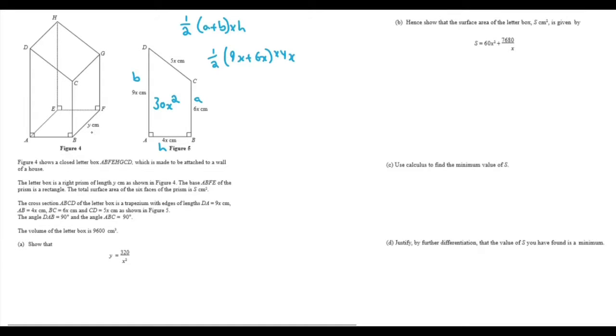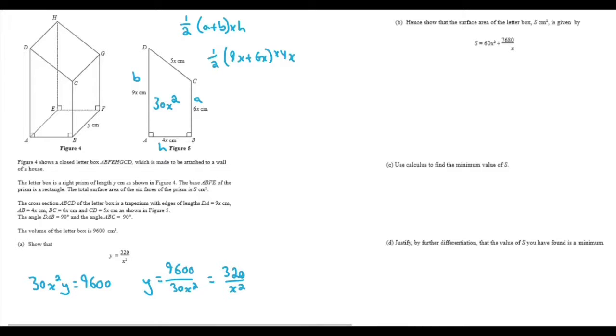This area is then what we'll apply to the depth of y to get the volume. So 30x squared times by the y gives the volume of 9,600. So trying to make y the subject, to get it on its own, we simply have to divide by the 30x squared. So 9,600 divided by 30x squared. And you should find when you put 9,600 over 30 in a calculator that it does indeed simplify to 320. So it's just 320, and still that's over the x squared.